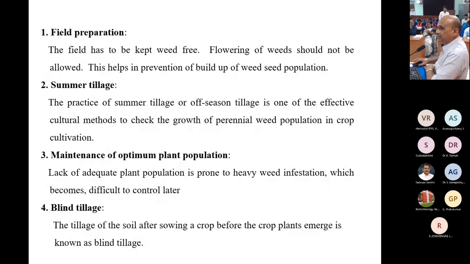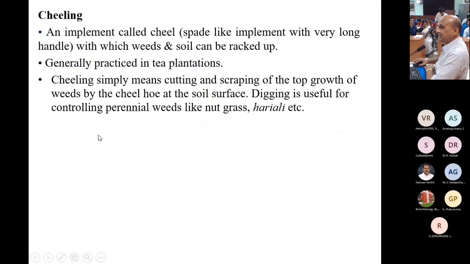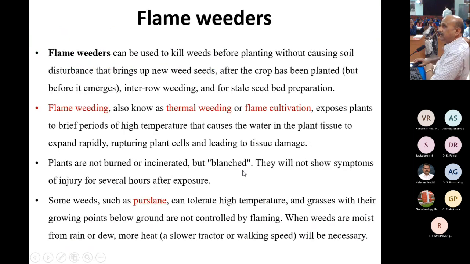And field preparation, summer tillage, I will not go into details, dredging and chaining, keeling. So keeling, well, this subsurface soil is loosened here. And burning and flame weeders, actually these are included in organic means of weed management, I don't know how, because in my view when flames burn, part of the organic matter is also burnt. So I think it should not be used in my view.